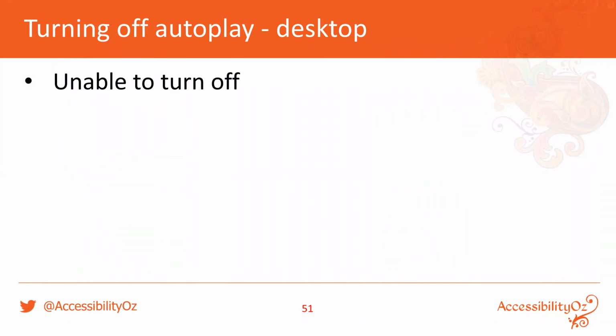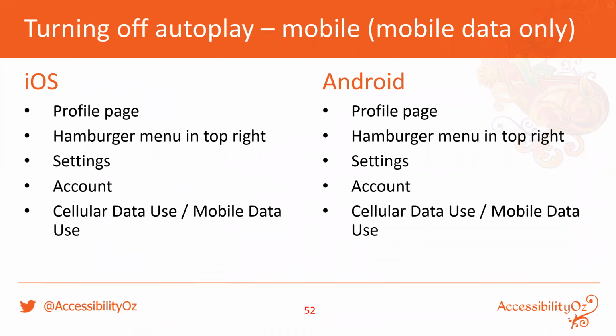In terms of turning off the autoplay on desktop, you don't need to turn it off because it doesn't autoplay on desktop, which is great. To turn off autoplay, you can only set it so that it turns it off when you're using mobile data. You cannot turn it off for everything. So if you're connecting to Instagram on Wi-Fi, then your videos are going to autoplay.